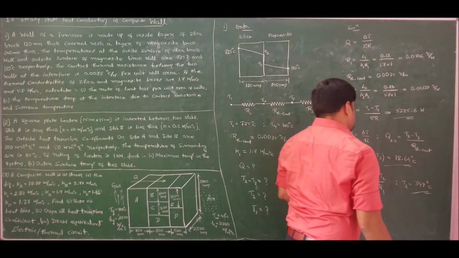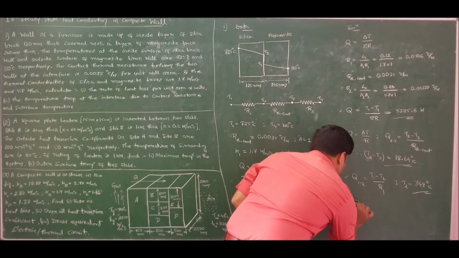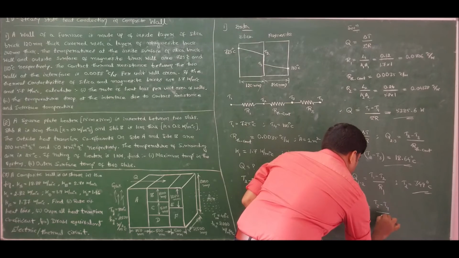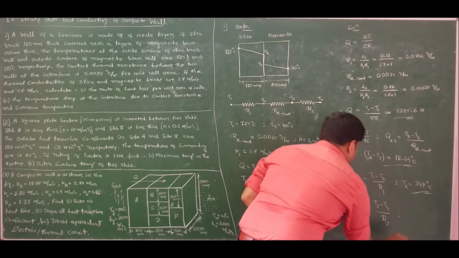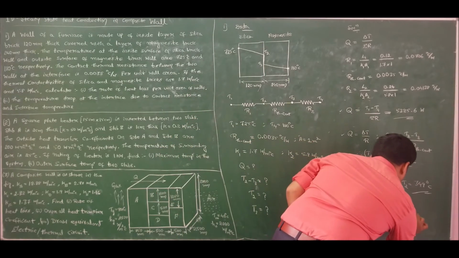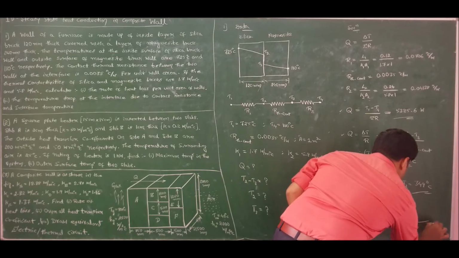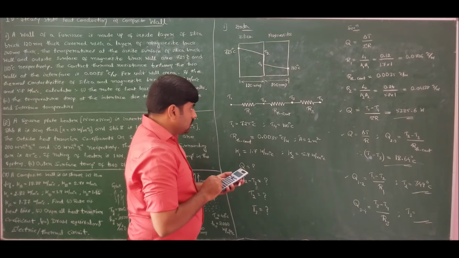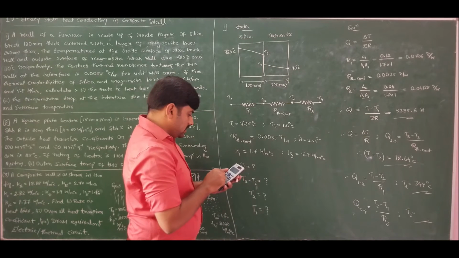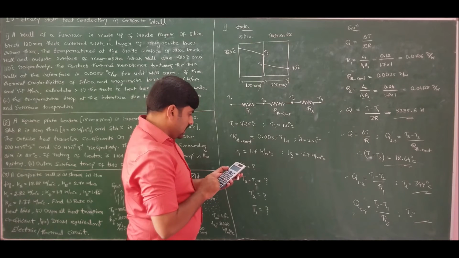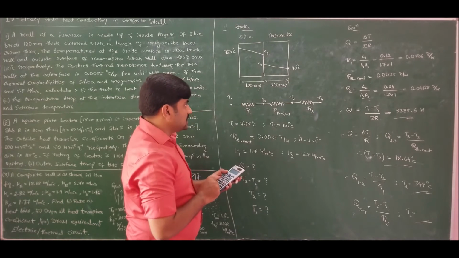So T2 is turning out to be 349 degrees Celsius. Now if I use Q3 to 4, that is T3 minus T4 by resistance R3, that is what we have, so I will get the unknown value, that is T3. So T3 for this problem will be, Q is constant, which is 5325.6 is equal to T3, which is unknown, minus T4, which is 110, divided by resistance R3.